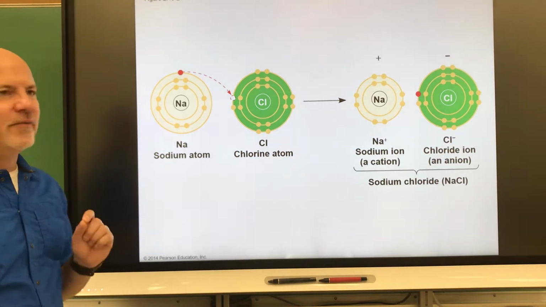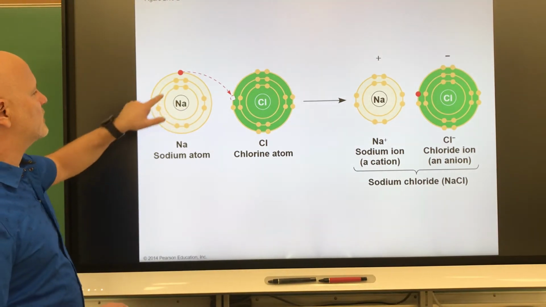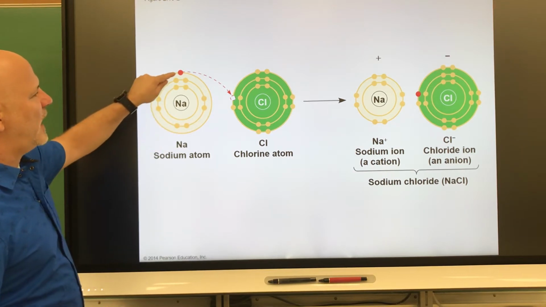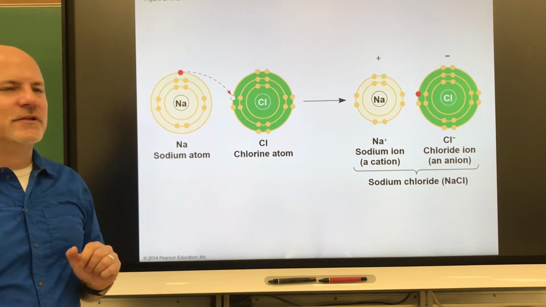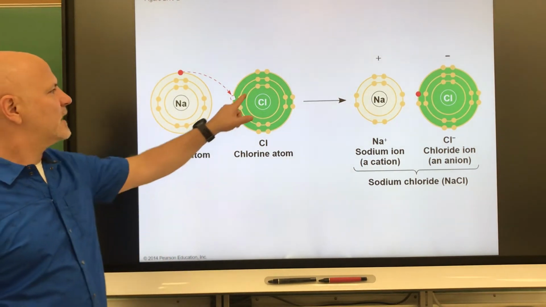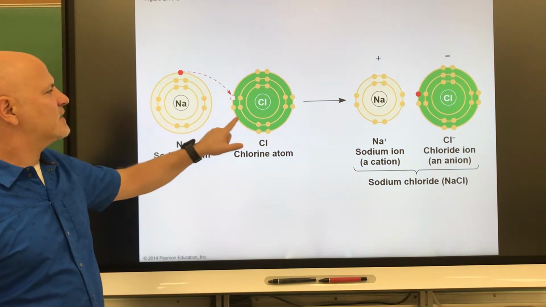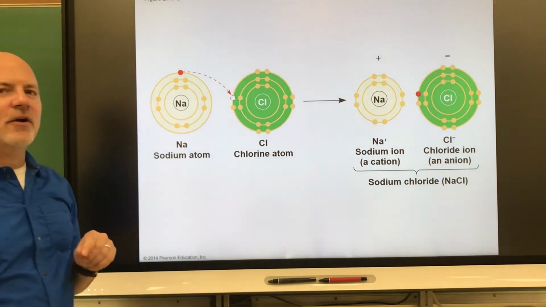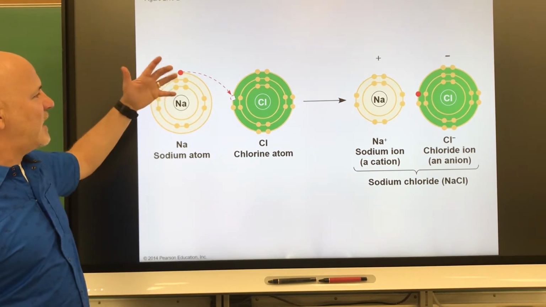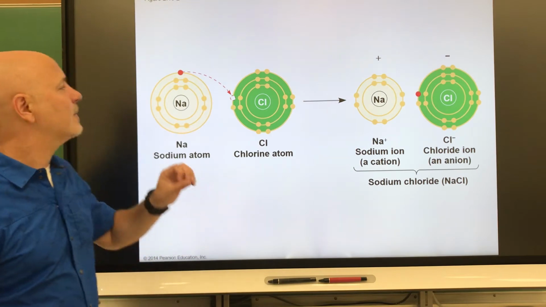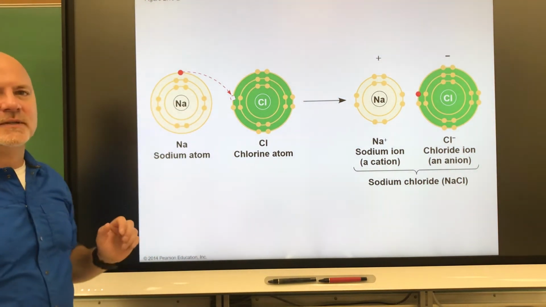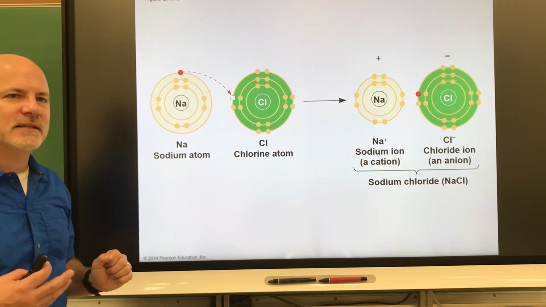Sodium has an atomic number of 11. So it has 2 electrons in its first energy level, 8 electrons in its second energy level, and then that last electron goes in its third energy level. Chlorine has an atomic number of 17. So it has 2 in its first, 8 in its second, so that's 10, and then 7 in its third energy level. What sodium wants to do is have a full outer energy level. There are 2 ways to do that. It could lose that 1 electron, or it could gain 7 electrons. It's much easier to lose 1 than to gain 7.